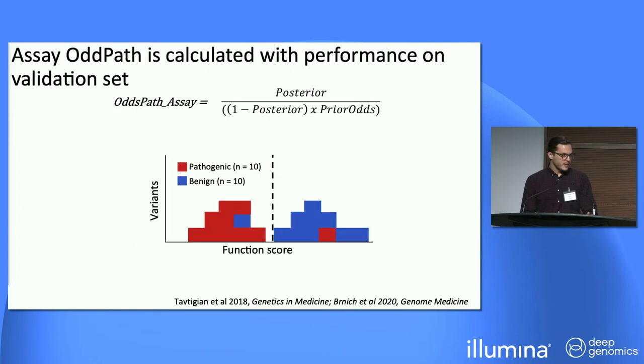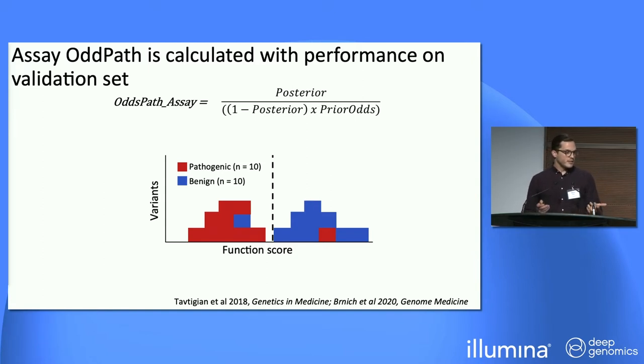So to demonstrate how we would do this, I'm showing this hypothetical example of a pretty nice functional assay where we have 20 control variants, half of which are pathogenic in red and half of which are benign in blue. Function scores are, as we typically represent them, on the x-axis, and this dashed line represents the cutoff between functionally abnormal variants on the left and functionally normal variants on the right. So in order to calculate the odds path, we just have to define what our posterior and our prior odds are for this assay. And we do that by the proportion of pathogenic variants in our control set.